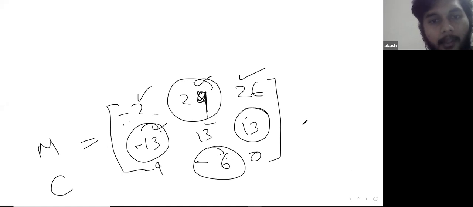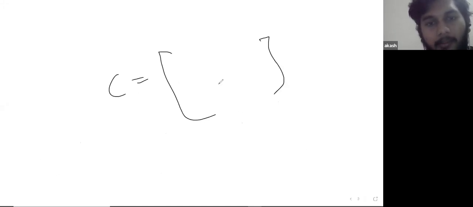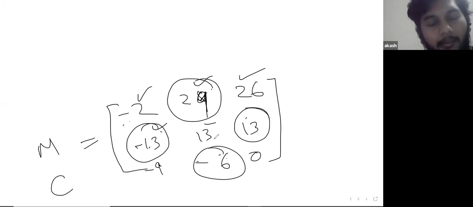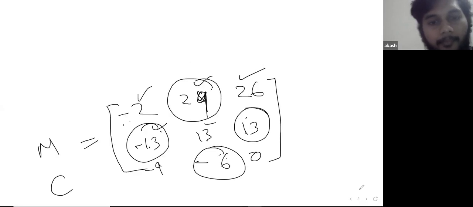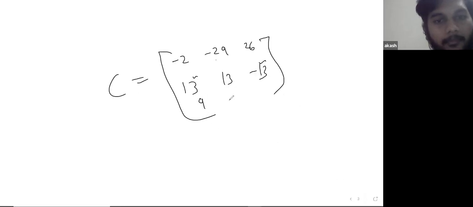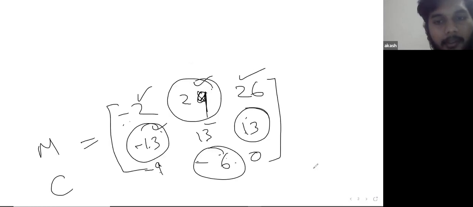C will be -2, -29, 26. I just change the sign of 29. This will be 13, 13, -13. I change the sign of this and this. This is 9, 6, 0. I change the sign of 6. Are we clear? Just change the signs of these numbers.